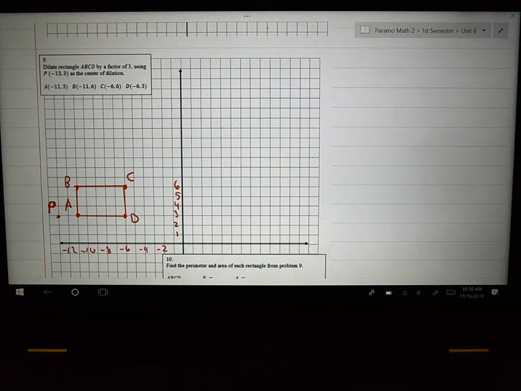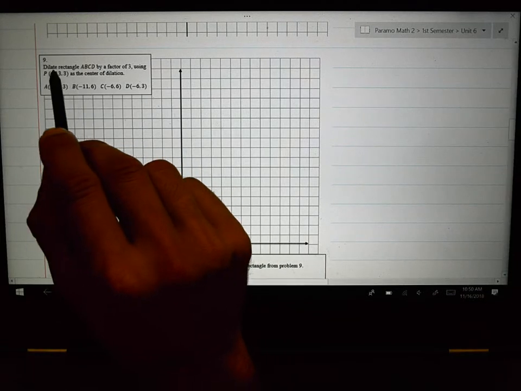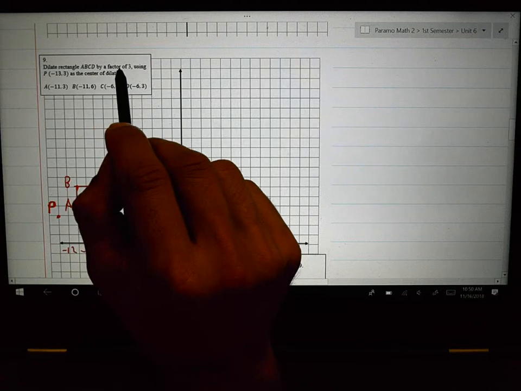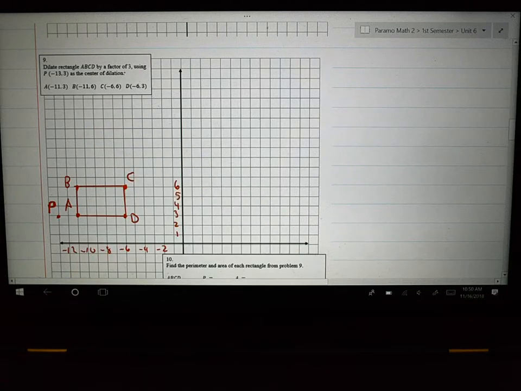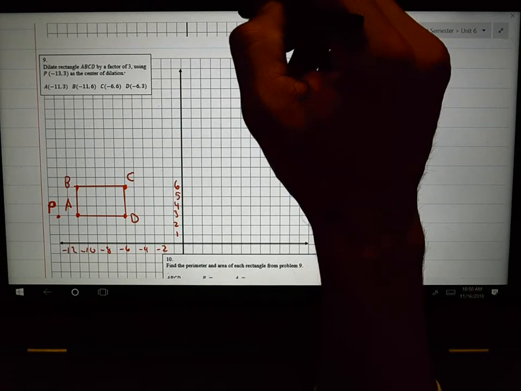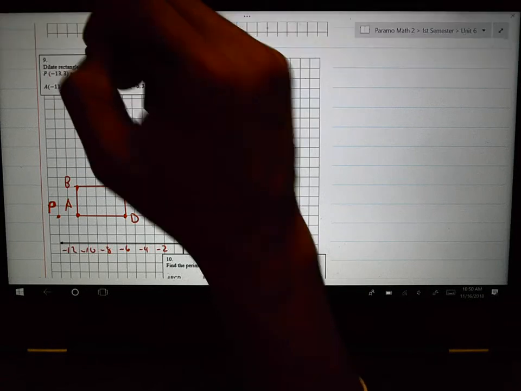But then it says we're going to dilate the rectangle by a scale factor of 3. It needs to be 3 times bigger from point P. So just like you did before, we're going to do the exact same thing as what we did before, except we're going to be multiplying or doing things 3 times.